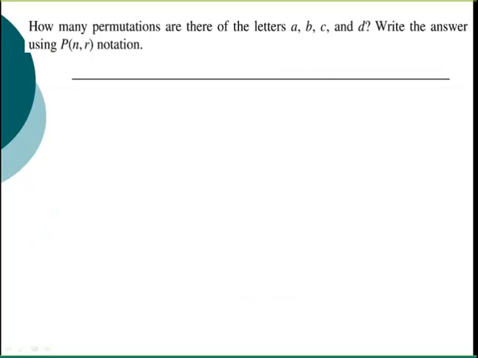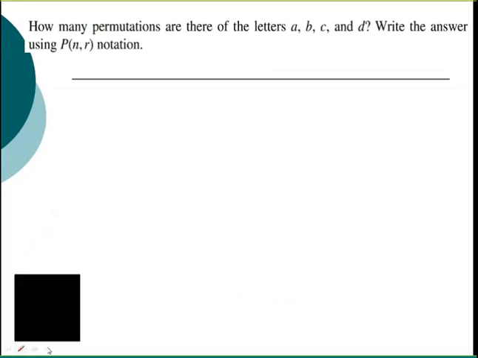So here we've got: how many permutations are there of the letters A, B, C, and D? It says write the answer using P and R notation. So what this means is we have 4 different things. There's A, B, C, and D.